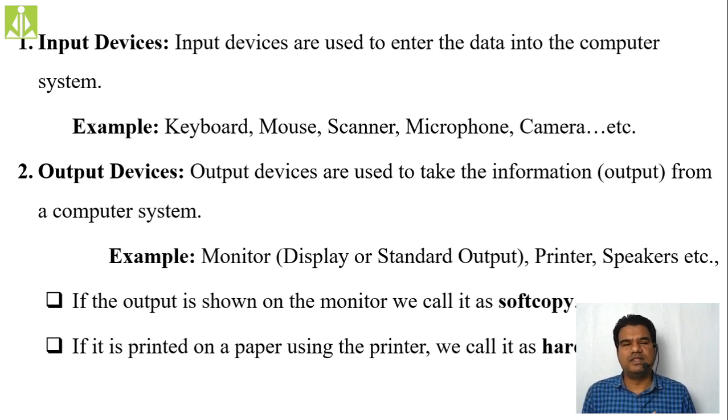With the help of output devices, we are taking the information, that is nothing but output, from the computer. And examples of these output devices, if you see, we have the monitor. It is nothing but the display, or sometimes we call it the standard display, because that is the minimal requirement in order to run a computer. In order to take the output from a computer, we need to have a monitor. That is the minimum requirement. So that is the reason why we call the monitor the standard display or standard output device.